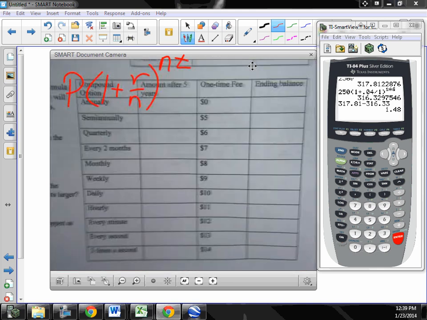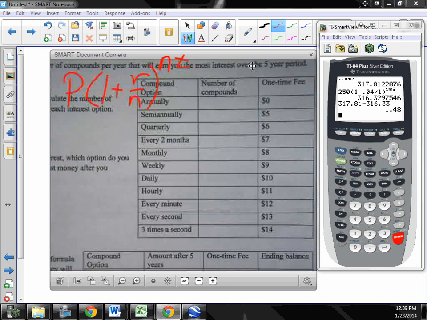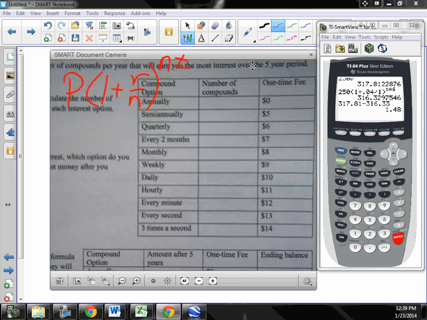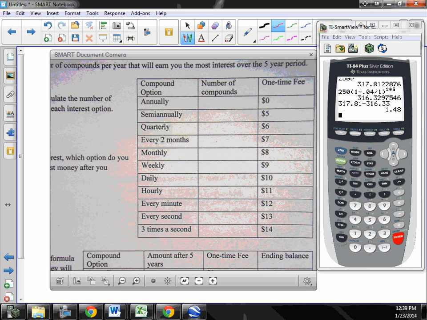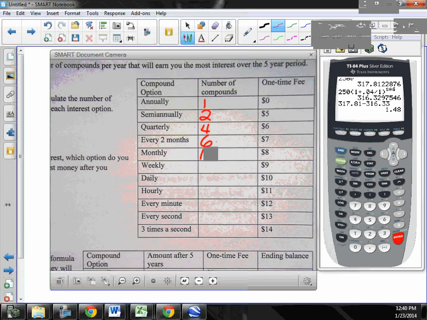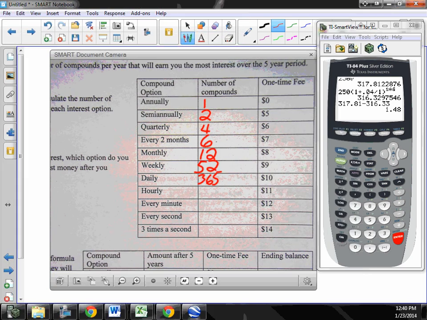All right, so let's look at this chart on the top. Compounding annually would be compounding one time, so n would be 1. Semi-annually would be 2. Quarterly would be 4. Every 2 months would be 6. Monthly would be 12. Weekly, 52. Daily, 365. And then how do we figure out hourly?